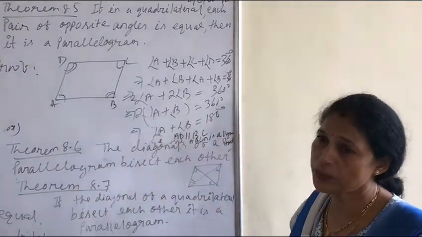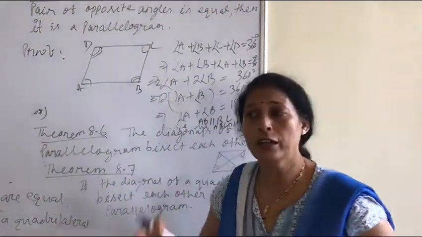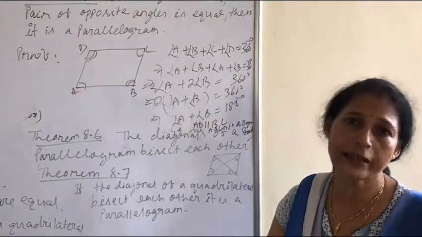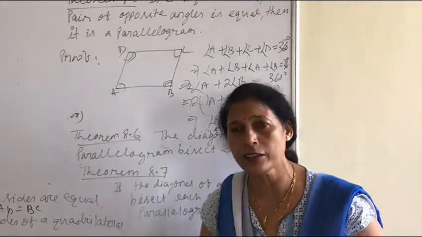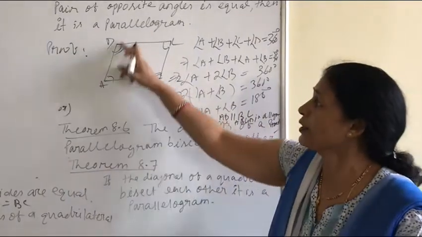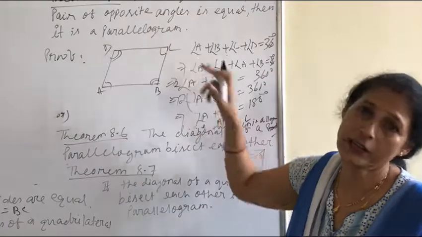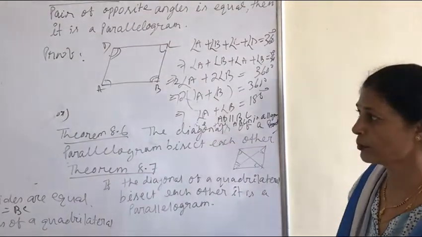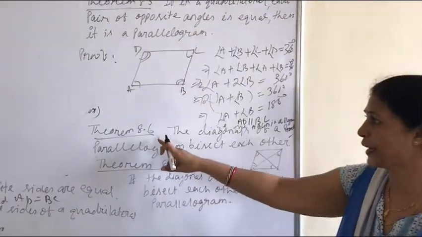So if A plus B is 180, you know that if two parallel lines are cut by a transversal, then the sum of two co-interior angles is supplementary. That means AD parallel BC. Similarly, you can do it like that, AB parallel CD. So, it is a parallelogram. Clear? This is your theorem 8.5. Then move to your theorem 8.6.